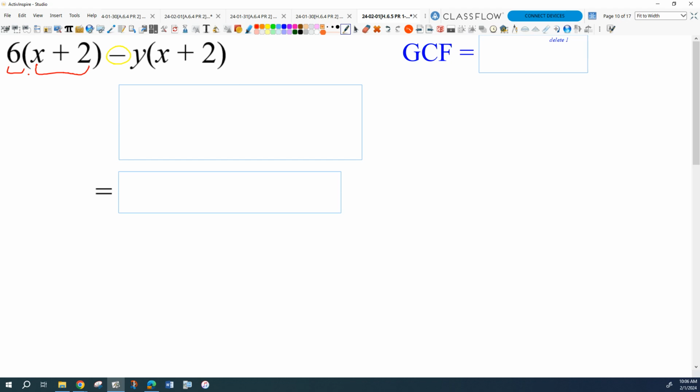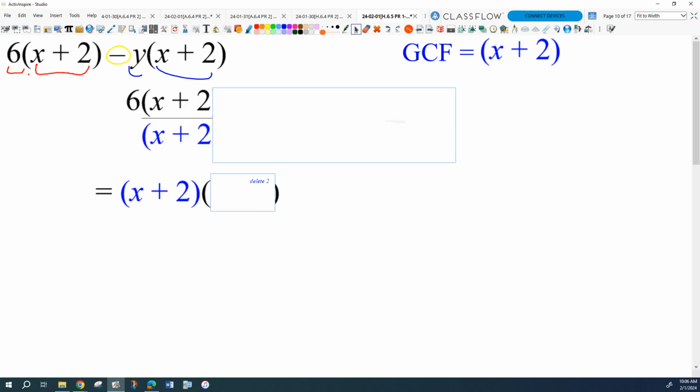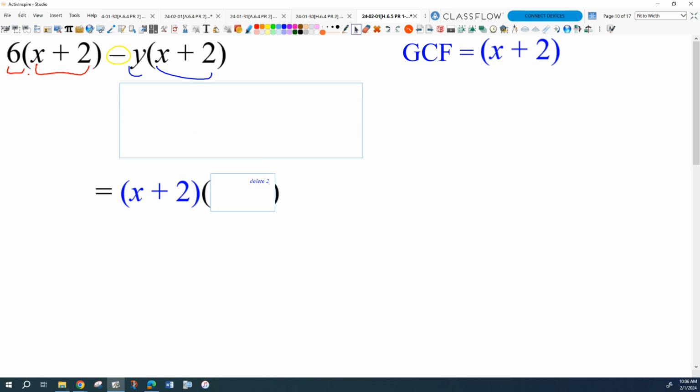Of those two, I've got two factors in the first. I've got two factors in the second. And the common factor is the X plus 2. That's the only one that's the same. Okay. So my GCF is X plus 2. So what does that mean we're left with for my first term in my answer then?